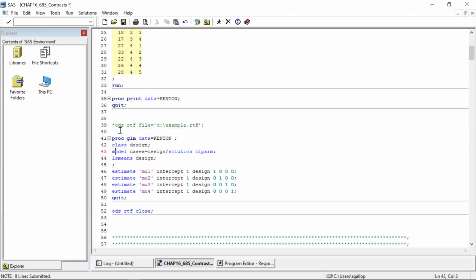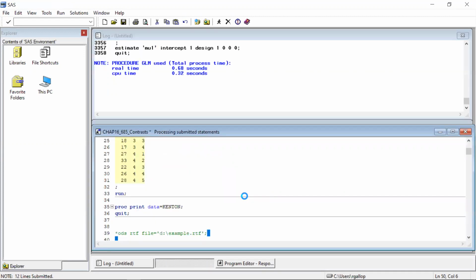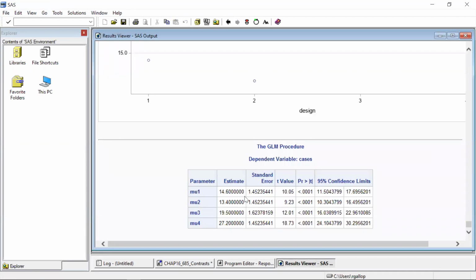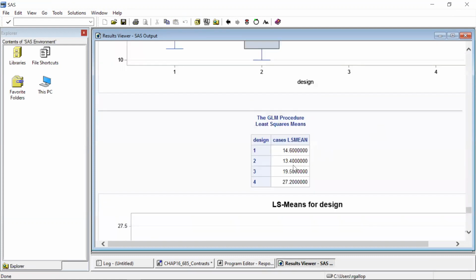I'm just going to comment out the ODS since we don't need it anymore. So when I go here, I can see my mu's 1, 2, 3, 4: 14.6, 13.4, 19.5, 27.2. They replicate exactly what I got in the LS mean statement. So the LS mean statement gives us the estimated cell means. The estimate statement does as well. But the cool thing about the estimate statements is how they're going to help us form these contrasts.